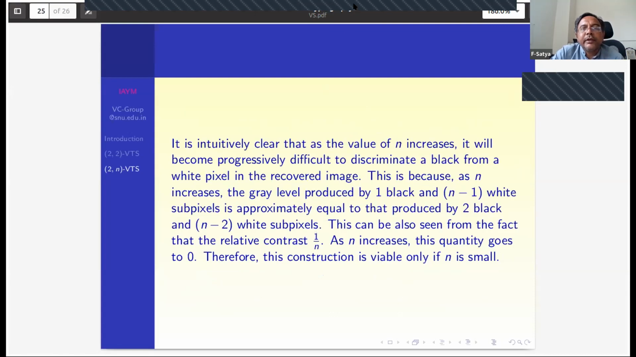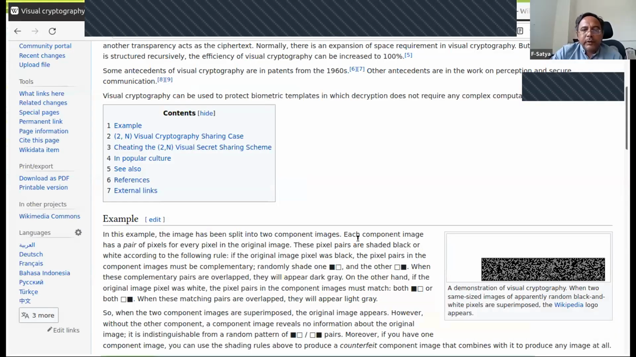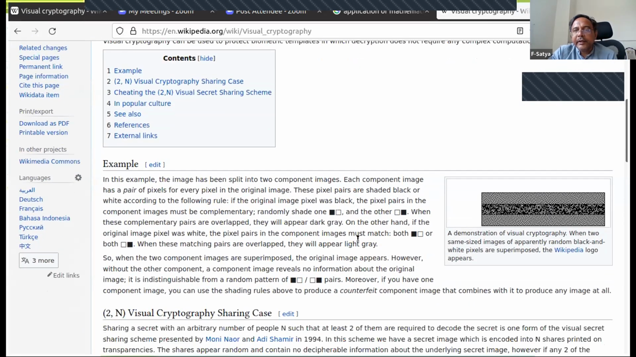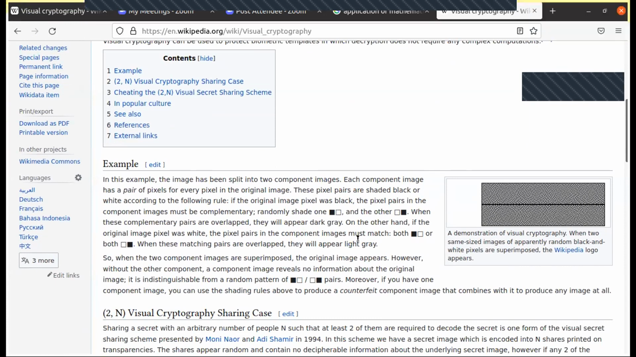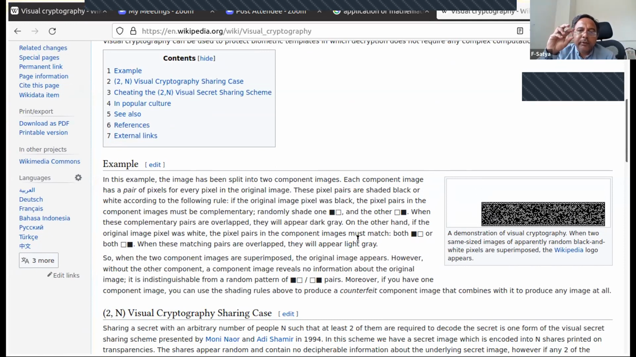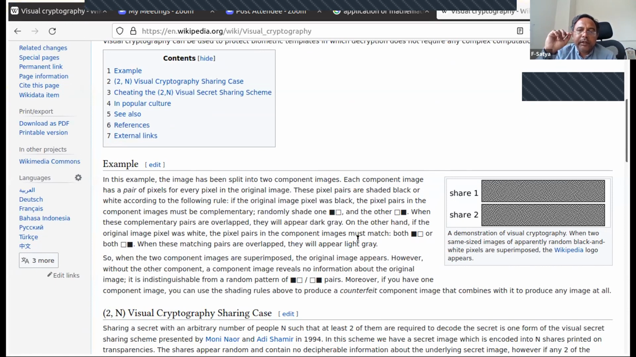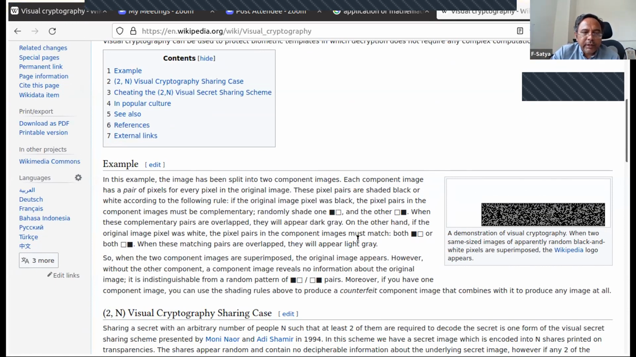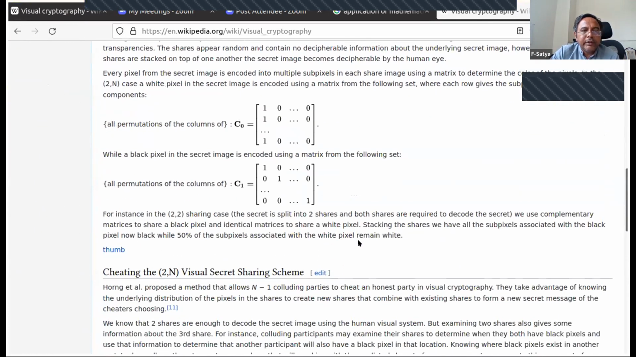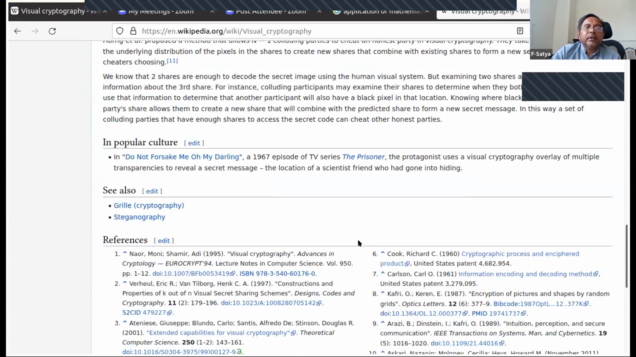Let me unshare and share a Wikipedia website. In the Wikipedia also, you see that they made 2 shares here, share 1 and share 2, and they are superimposing. Are you able to see that? Yes, sir. So each pixel is converted into blocks of pixels. Now the question coming to you: that is the 2 comma n visual cryptography scheme. This is what I showed here, right?